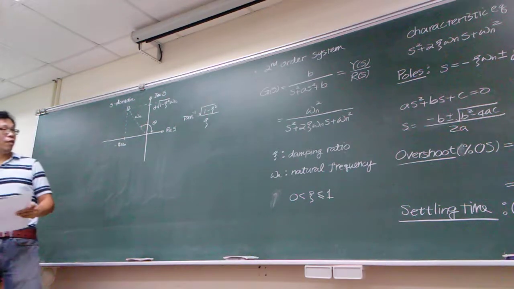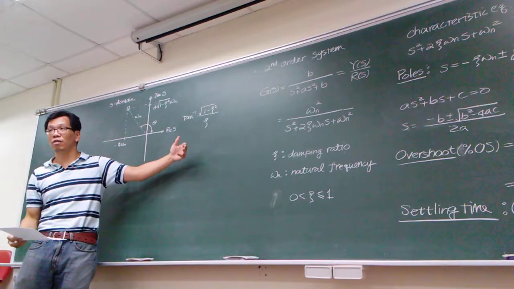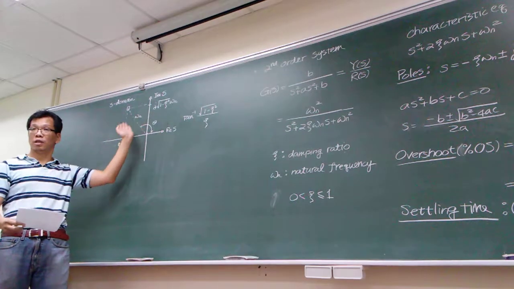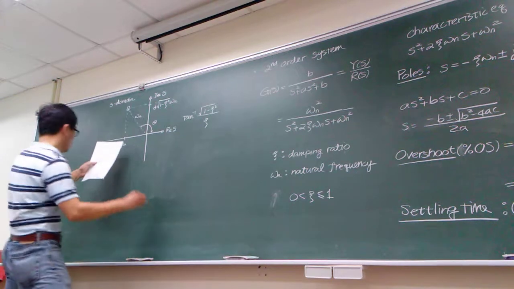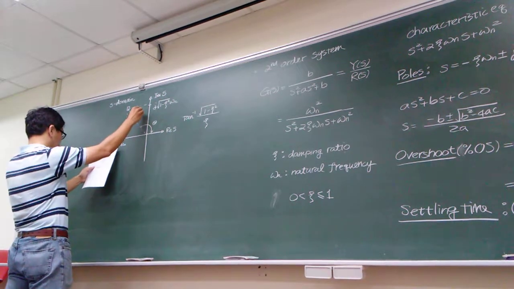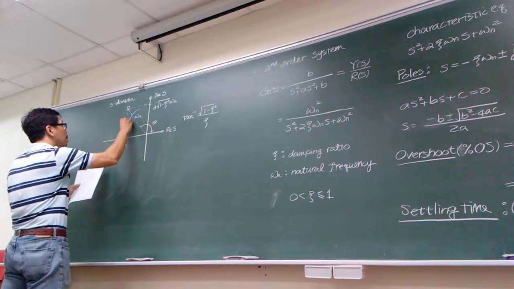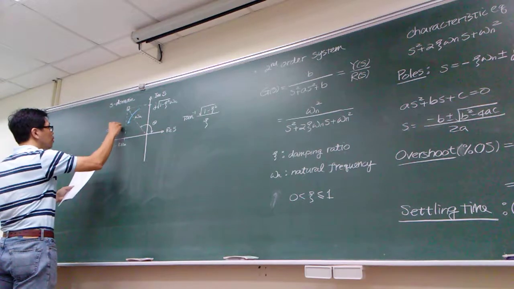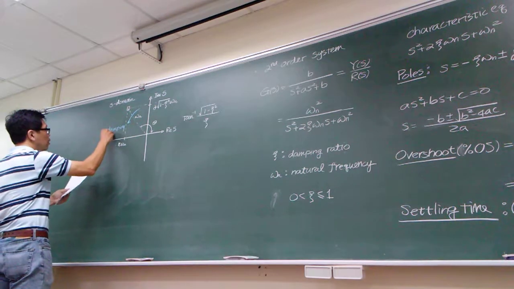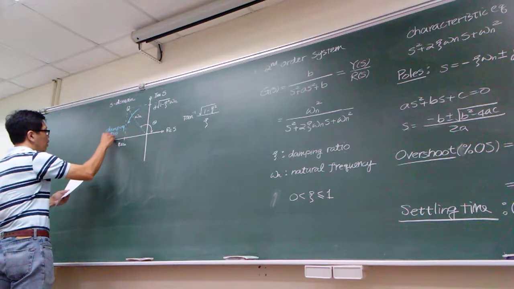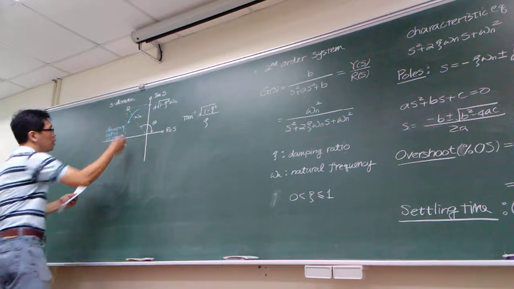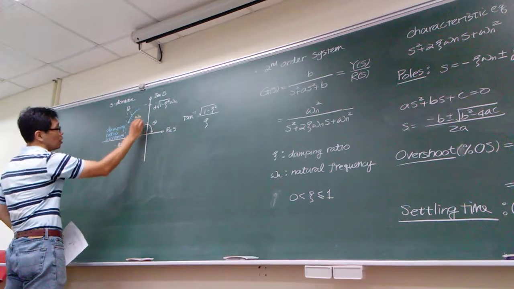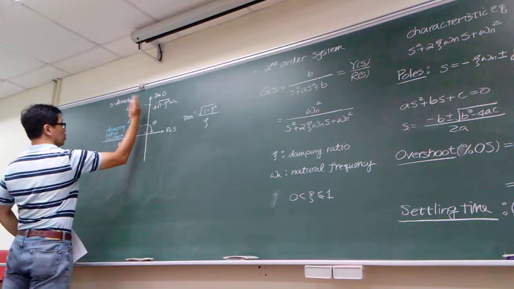Okay? So if your damping ratio changes value from 0 to 1, what happens? This angle is going to be changed. If you do the calculation, we're going to find that if you increase your damping ratio from a smaller one to a bigger one, this omega n thing is going to get close to this one.